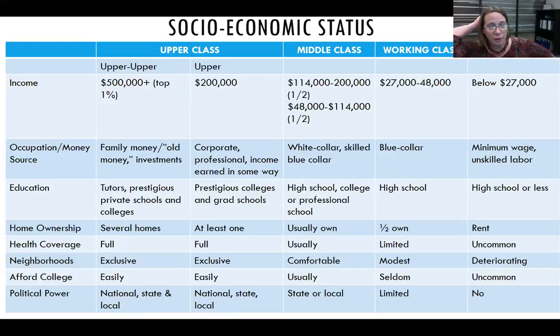They tend to live in deteriorating neighborhoods. It's uncommon for them to afford college, clearly. Don't have any money, so how are you going to pay for that? And they have little, if any, political power.